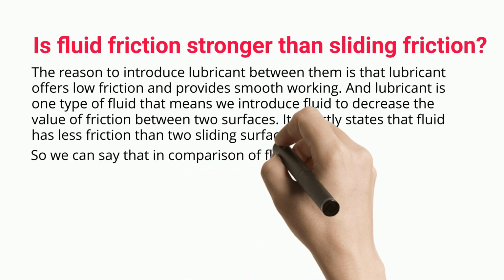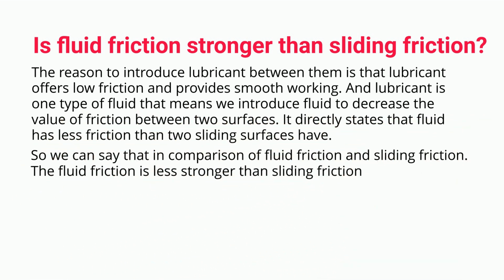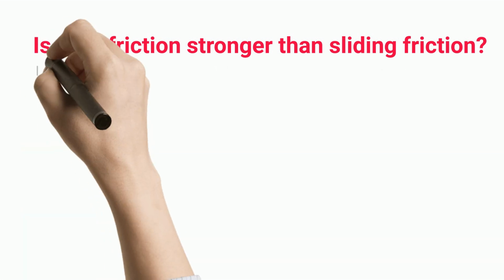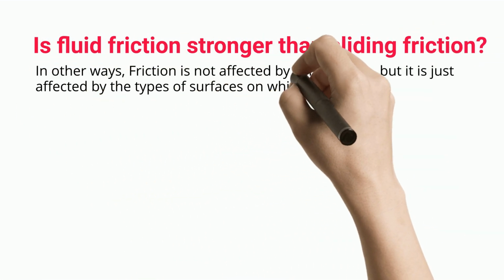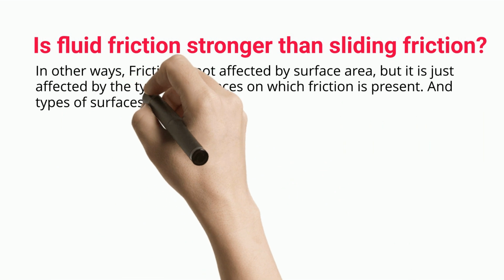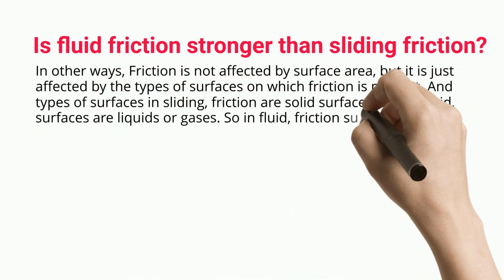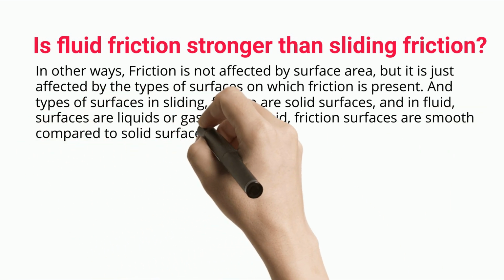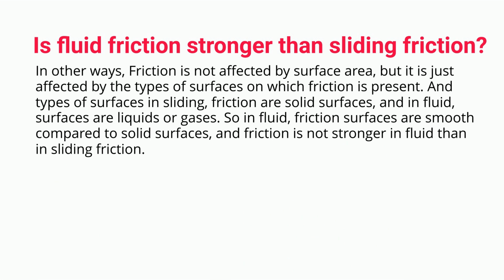So we can say that in comparison of fluid friction and sliding friction, the fluid friction is less strong than sliding friction. In other ways, friction is not affected by surface area, but it is just affected by the types of surfaces on which friction is present. And types of surfaces in sliding friction are solid surfaces, and in fluid, surfaces are liquids or gases. So in fluid friction, surfaces are smooth compared to solid surfaces, and friction is not stronger in fluid than in sliding friction.